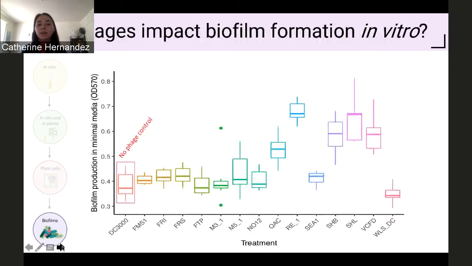And so here we tested a panel of phages and whether they impacted the amount of biofilm in the wells in any way. Here's our no phage control, that's our strain DC3000 by itself. Then these different colored boxes are all of the different phages that we tried. We didn't see any decreases in biofilm production, but we did see some significant increases, which was interesting.